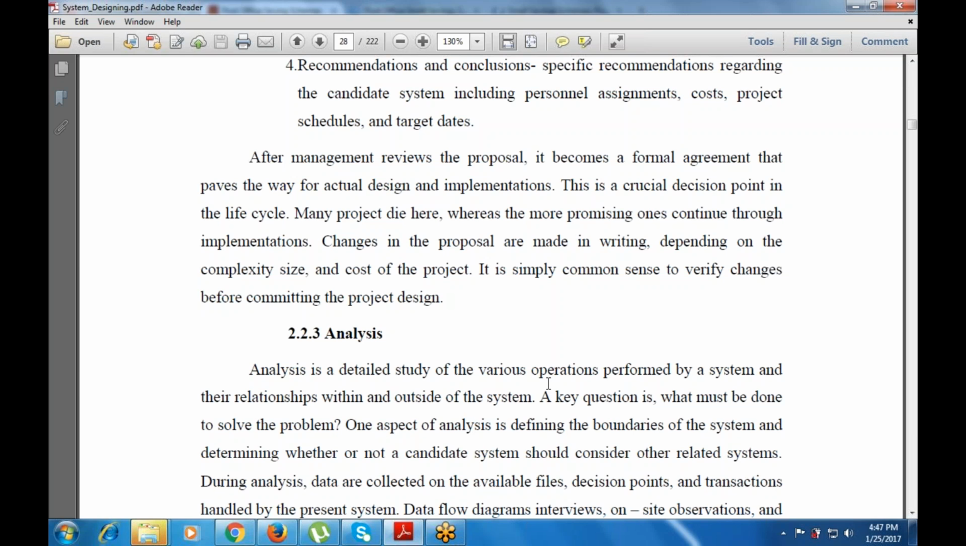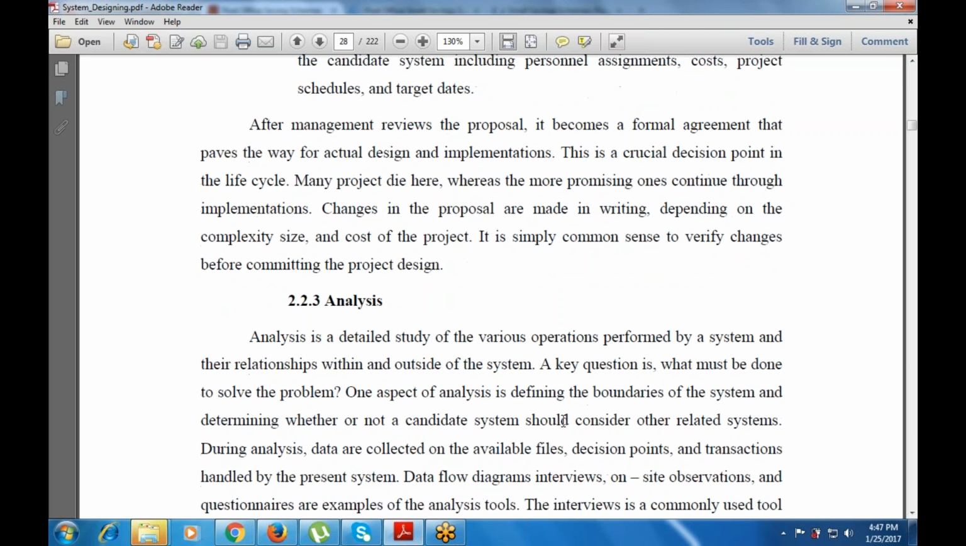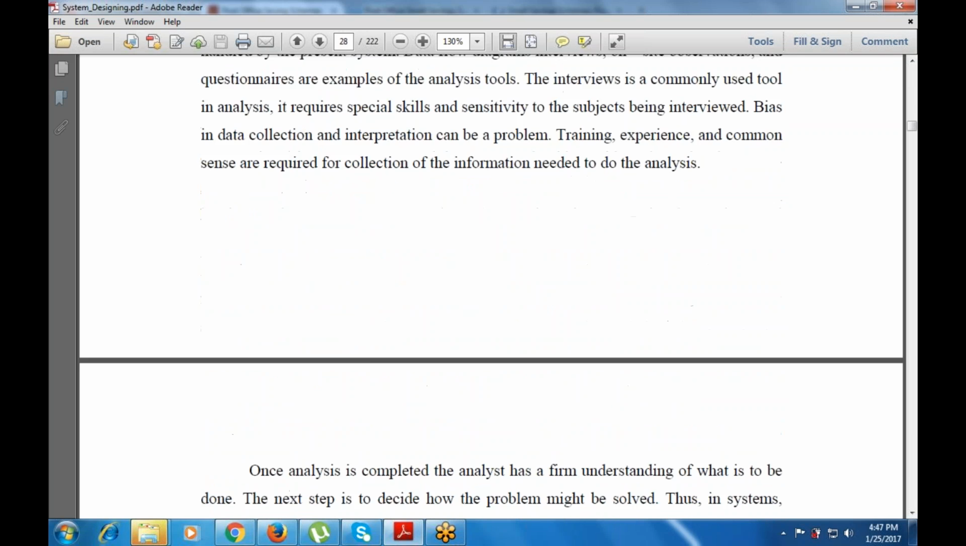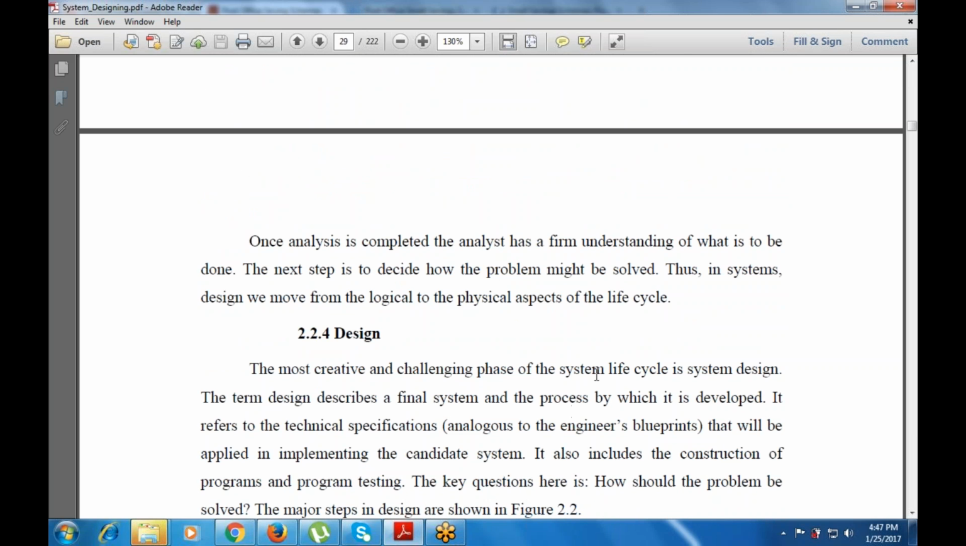Now the key question arises: what must be done to solve the problem? One aspect of the analysis is defining the boundaries of the system and determining whether or not a candidate system should consider other related systems that are used. And once the analysis is completed, the analyst has a firm understanding of what is to be done. The next step is to decide how the problem might be resolved. Then in the system's design, we must move from the logical to the physical aspect of the life cycle.